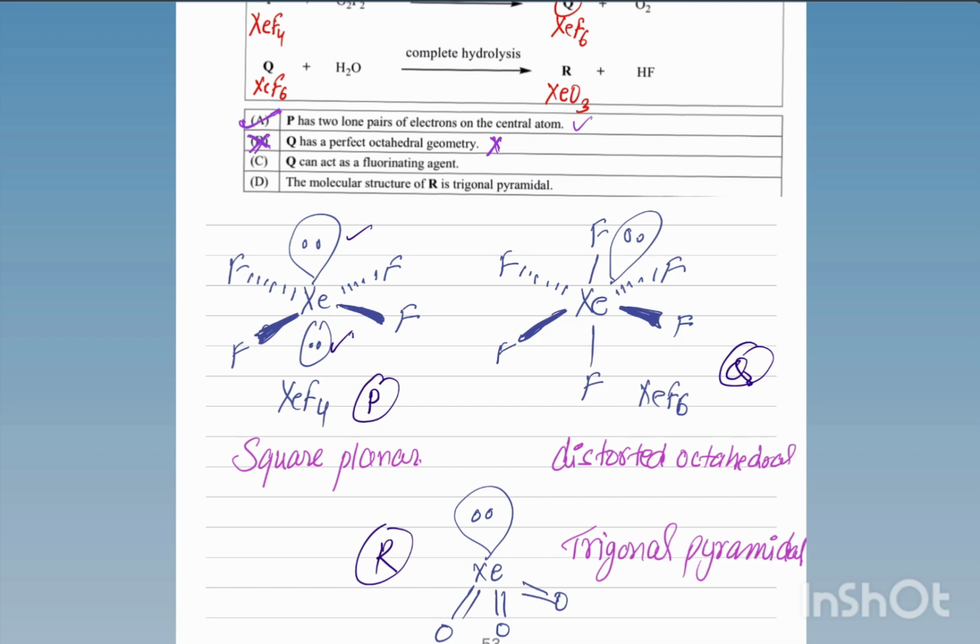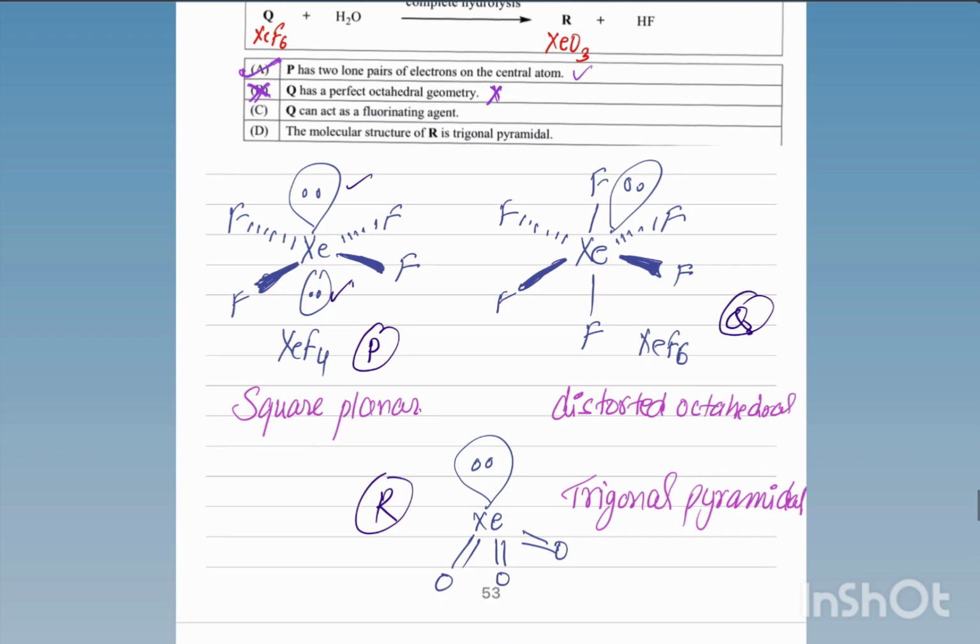C statement is saying Q can act as a fluorinating agent. That means XeF6 can act as a fluorinating agent. That is correct. It can behave as a fluorinating agent. All xenon fluorides can act as a fluorinating agent. That's why C statement is also correct.